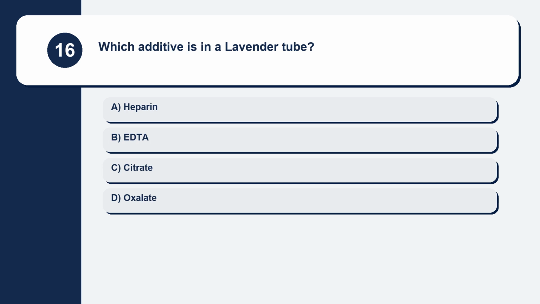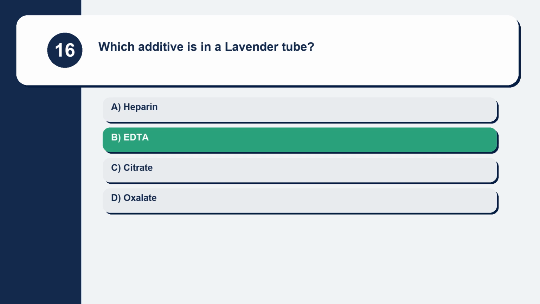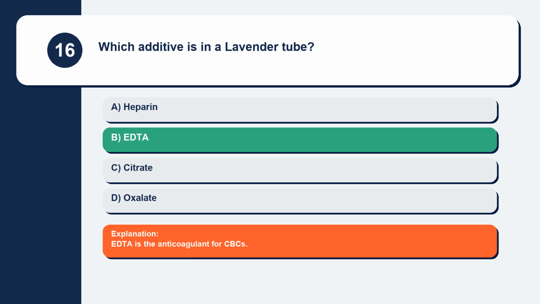Question 16. Which additive is in a lavender tube? Heparin, EDTA, citrate, oxalate. EDTA is the anticoagulant for CBCs.